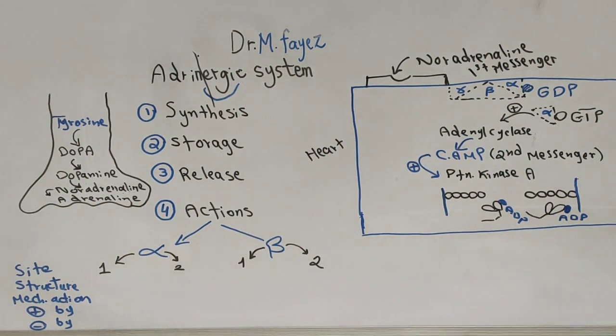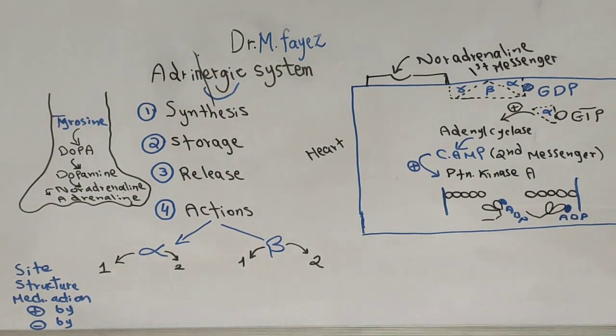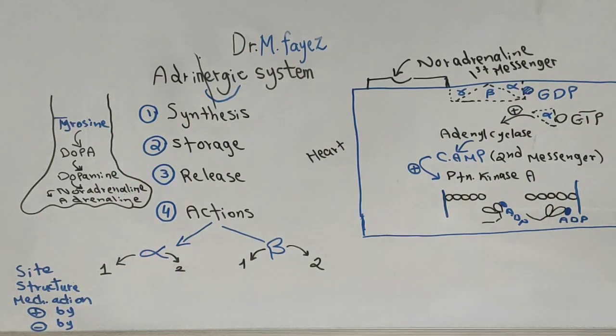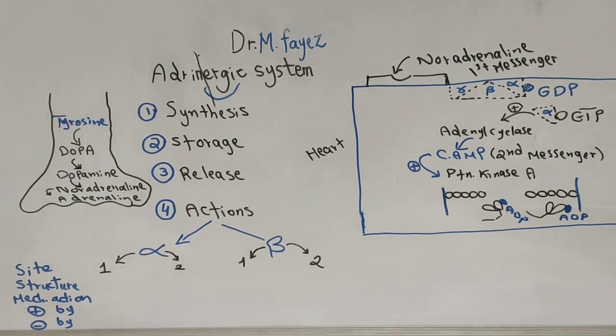Today we are going to discuss the chemical transmission of the sympathetic nervous system. In the last lecture we talked about acetylcholine, which is the main transmitter of the parasympathetic nervous system. And I told you that sometimes some postganglionic sympathetic fibers release acetylcholine on blood vessels of coronary and skeletal muscle vessels and sweat glands. I told you in the last lecture we should talk in order. For any transmitter you should know: first synthesis, second storage, third release, fourth actions, which depend on the receptor.